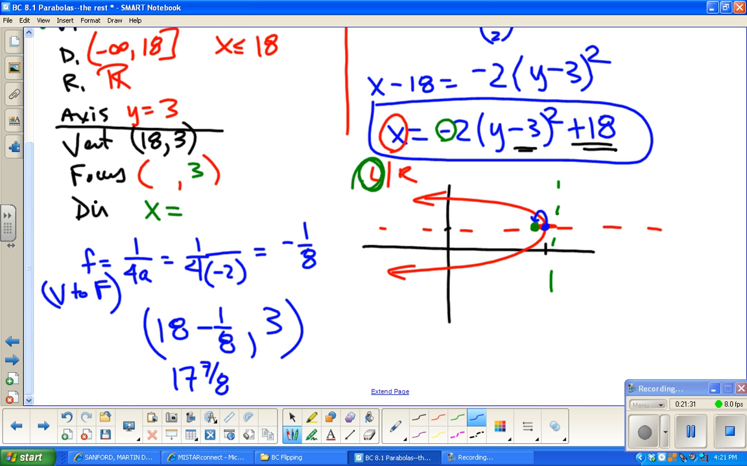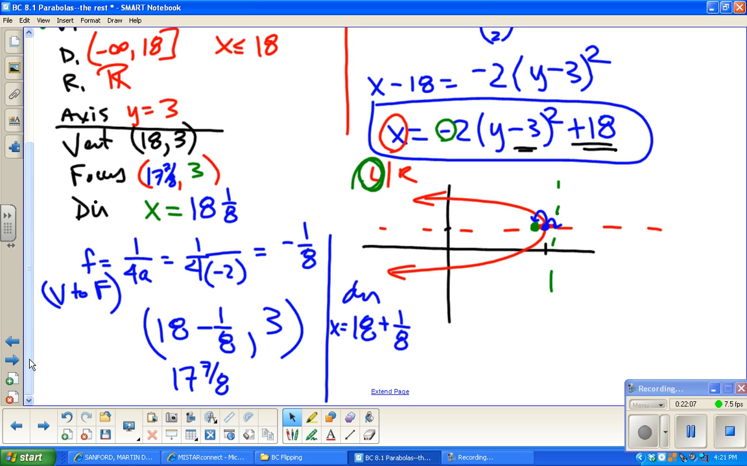Now, you can make that as an improper fraction if you prefer. 8 times 17 plus 7, I don't know what that is off the top of my head, so I'm just going to leave it like this. Okay, that's 17 and 7/8 that's there. Okay, and now for the other one, for the directrix, I actually have to move to the right 1/8. So the directrix, that's what I'm doing here, x equals 18 plus 1/8. So 18 and 1/8. Again, you can do 8 times 18 plus 1 if you prefer, but I'm good. Okay? All right, not bad. That was the speediest example ever.